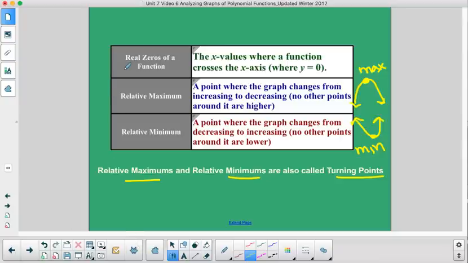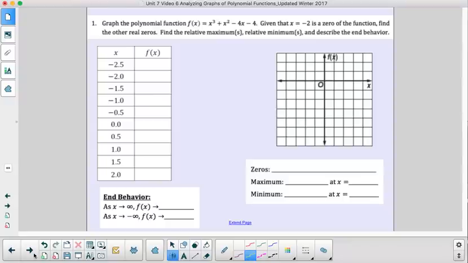So we're going to be using zeros, max, mins, and end behavior, all things that we have already talked about. Well, not max and mins, but briefly, we've done end behavior in other chapters, to help us graph polynomial functions. So we have a lot going on here.